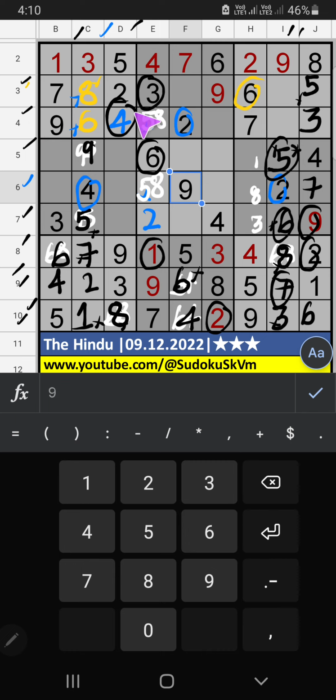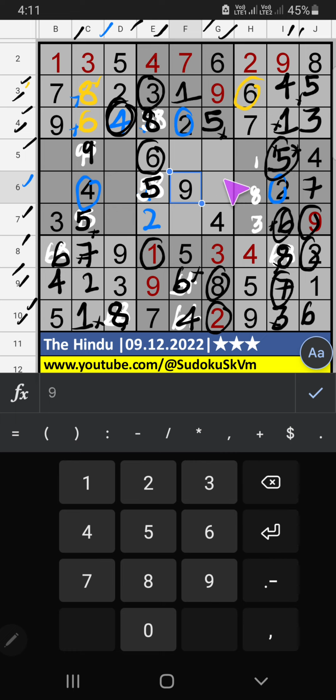Fourth row, we have 4. So 4 can't come in the cell. 4 is confirmed here. Then 1 is here. And third row, only one number is remaining, 1. 1 is confirmed here. Then fourth row, two numbers are remaining, 5 and 8. Column G, we have 8. So 8 can't come in the cell. 8 is confirmed here. Then 5 is here. Then column E, only one number is remaining, 5. 5 is confirmed here.